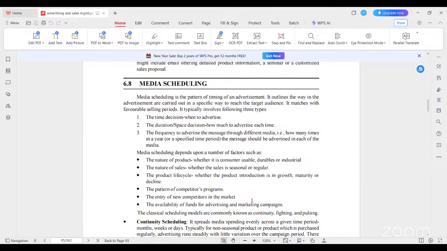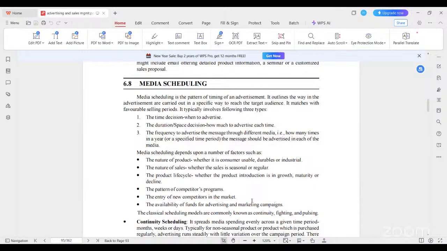And then, whether it is consumer usable, durable, or industrial, the nature of the product is also very important. If your product is consumer usable, you can promote it where most of the consumers are watching television. How much it can be reached.